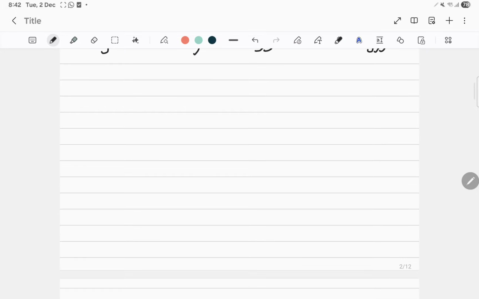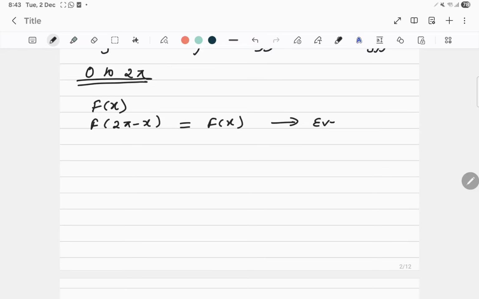See now, here first of all, what is the concept when I am talking about interval? If I am talking about 0 to 2 pi, and you have any function and you want to check whether it is an even function or an odd function, what you are supposed to do, you find out f of 2 pi minus x. Now, if f of 2 pi minus x is equal to f of x, the function is even function. If f of 2 pi minus x is equal to minus of f x, then the function is odd.